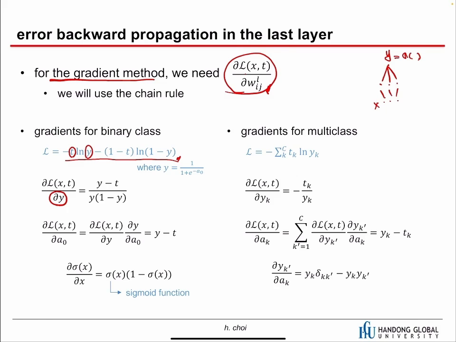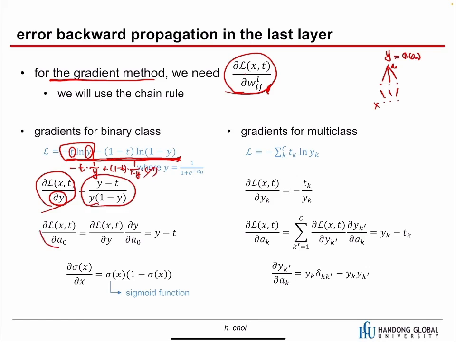And right before this sigmoid function, we have a naught. So first, take a derivative with respect to y. You know how to take a derivative of this function with respect to y. Let's try this one. When we take a derivative of this term with y, it is minus t times 1 over y. And how about this one? Minus 1 minus t times 1 over 1 minus y times minus 1. Then minus, minus, and rearrange this term, and we get this one.